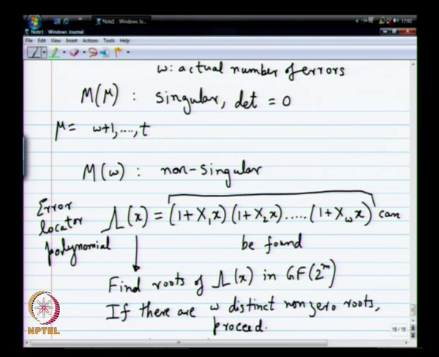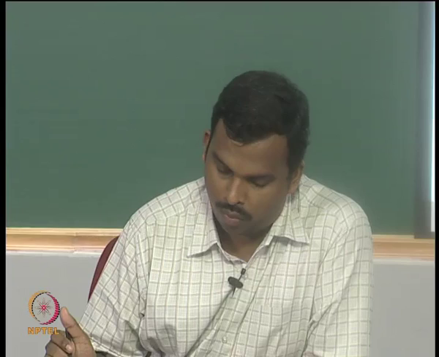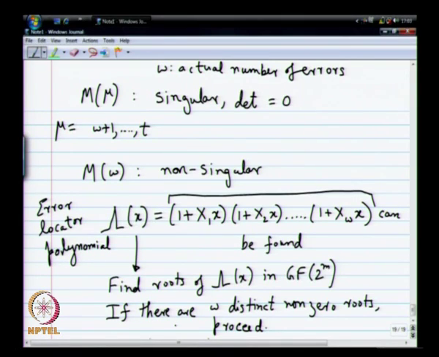Some weird situation has happened, and somehow, by some luck, I found a lambda of x. When can that happen? This procedure is totally meaningless when there are more than t errors. Anything can happen. You might get some lambda of x which seems valid, but when you find the roots, you see it is not actually valid. You might even get repeated roots. That is why I said W distinct non-zero roots. If anything like that happens, something has gone wrong, the bounded distance assumption has been violated. So if there are W distinct non-zero roots, you proceed to the next step.